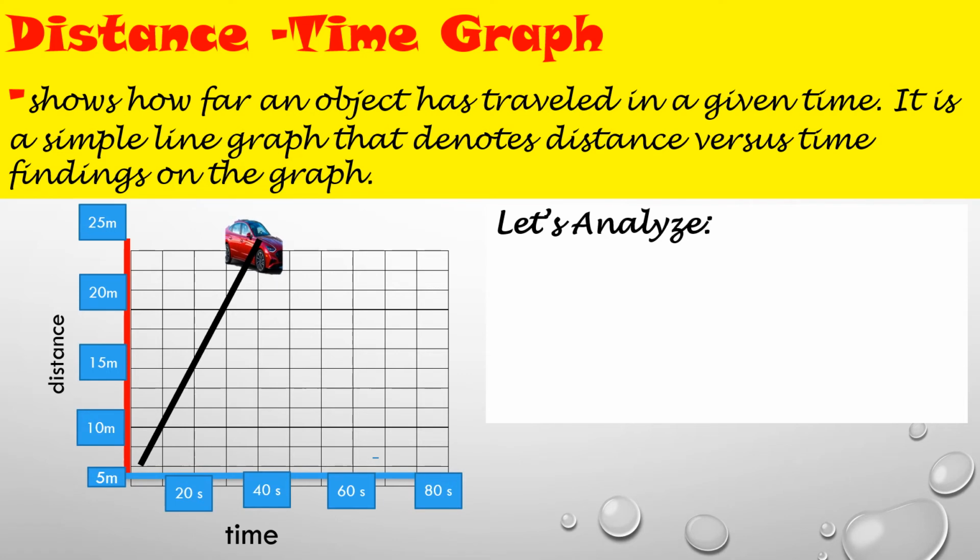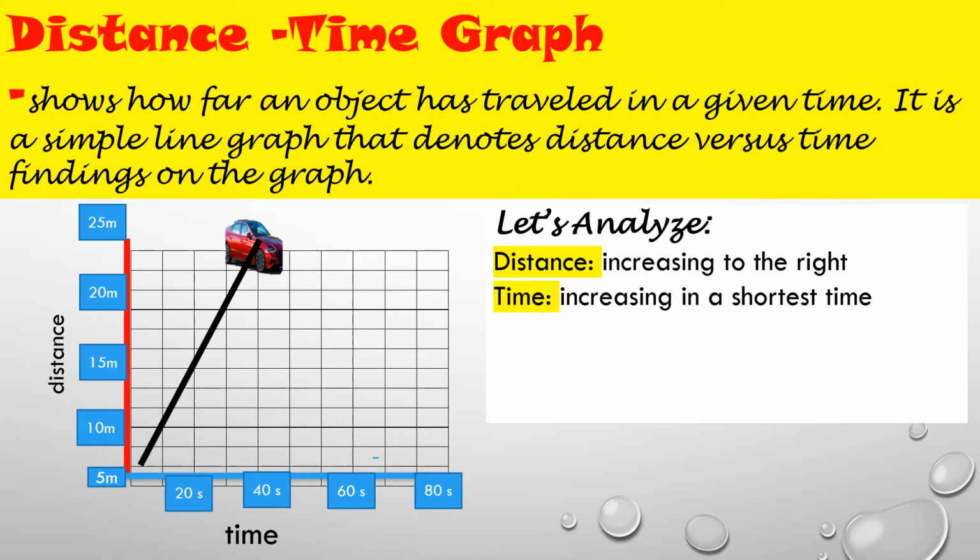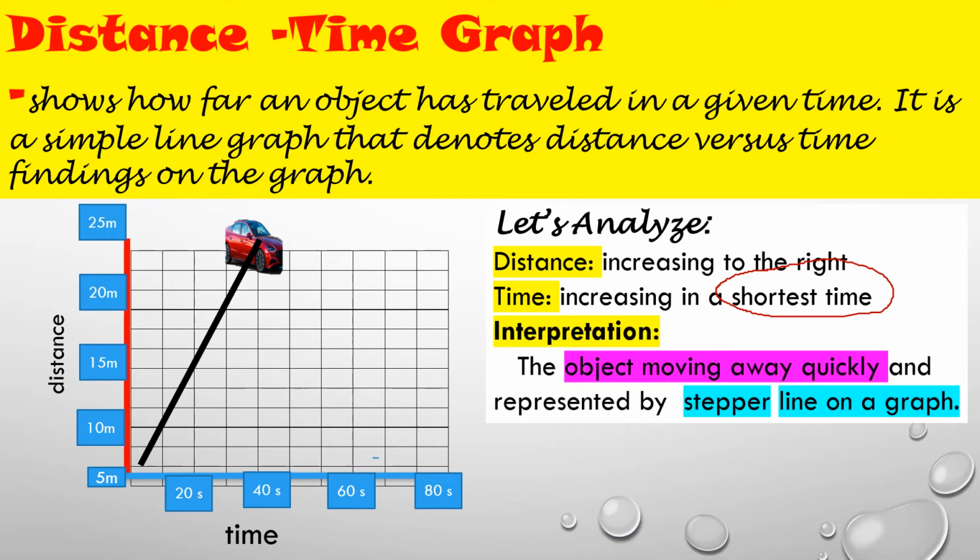Oops. Yan. So, what happened to the distance? Nag-increase or nag-decrease? Nag-increase po. Yes, nag-increase. What about the time? Nag-increase or nag-decrease? Nag-increase po. Okay, nag-increase. Pero, it is on the shortest time. So, ibig sabihin, at 40 seconds, ang kotse ay 25 meter na ang tinatakbo. So, ibig sabihin nun, kapag ganyan ang inyong graph, the object is moving away quickly. Mabilis.